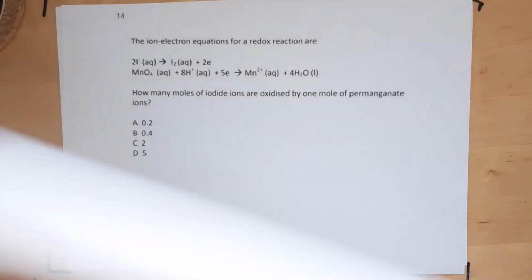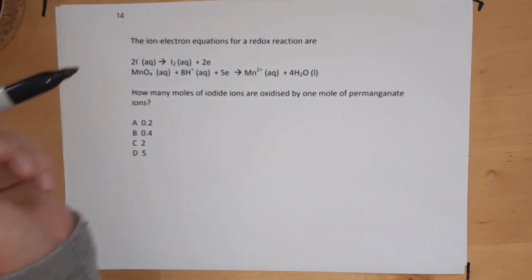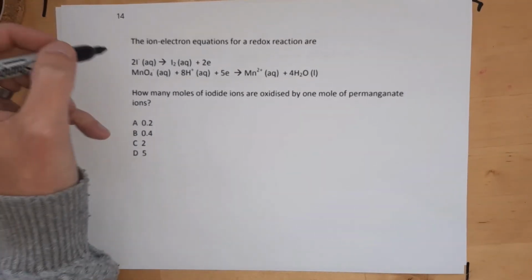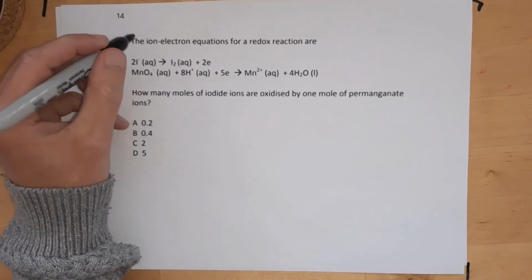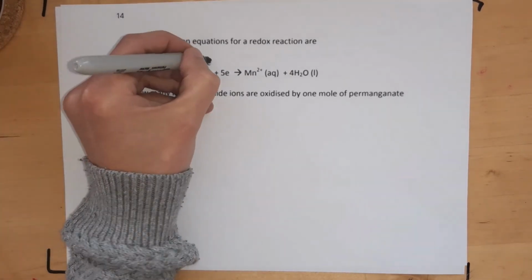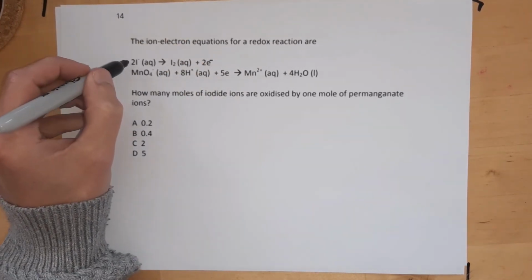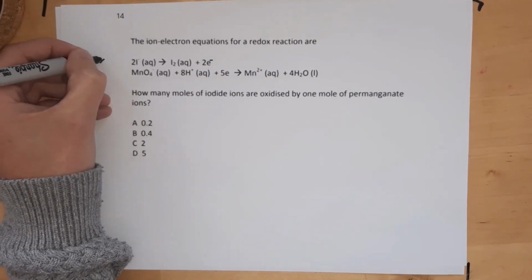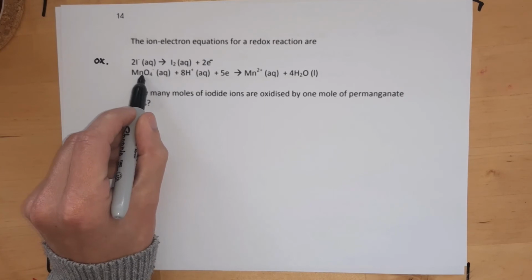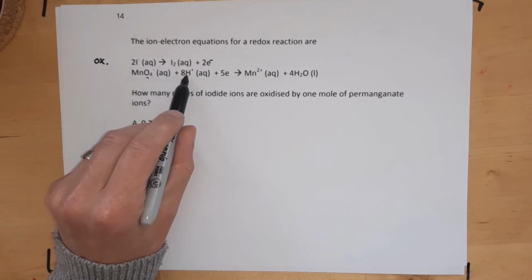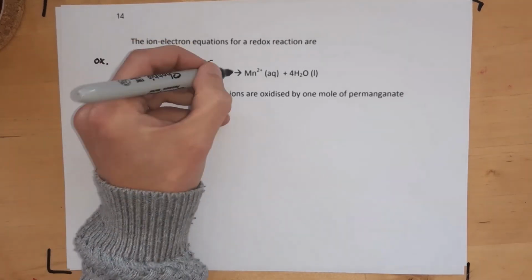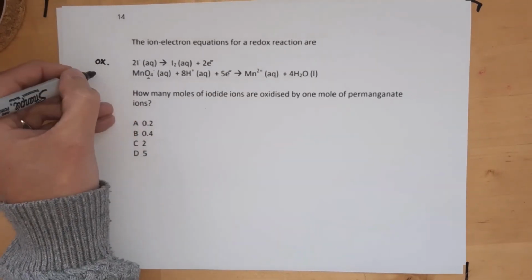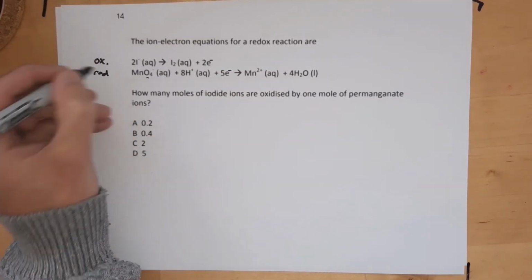Next. The ion electron equations for redox reactions are this one and this one. What's this here? We've got the iodide turning into iodine and losing 2 negative electrons, so we say that the iodide is being oxidized. And the permanganate is gaining some H+ ions and some 5e-. So this one is therefore being reduced.